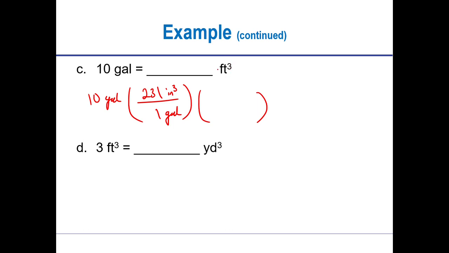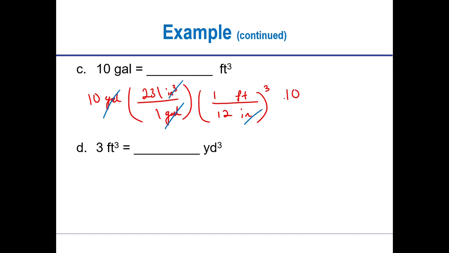Now our final unit has to be in cubic feet, so we'll need to cancel out the cubic inches. I'll put the inch on the bottom and the feet on the top. I know there are 12 inches in 1 foot, so we'll put 1 foot on the top and 12 inches on the bottom. Since this is a cubic unit, we need to make sure to cube this unit fraction. The gallons will cancel out, and the cubic inches will cancel out with the cubic inches, and we will end up with cubic feet. Let's multiply across.